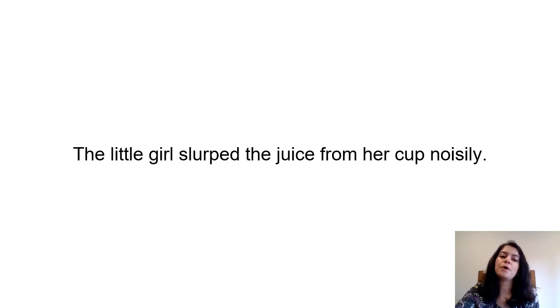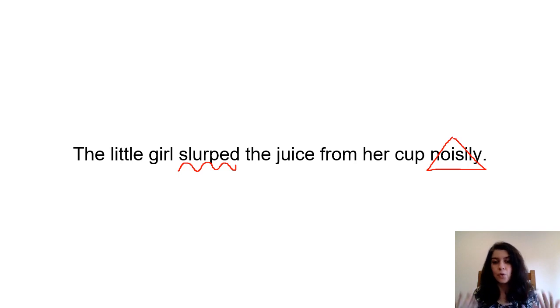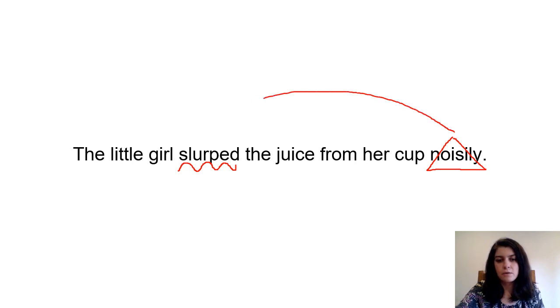Good job. The verb is slurped. So I'm going to wiggle underline it to show that that is the verb. Now we ask ourselves how. How did the little girl slurp the juice? What's my adverb? Go on a hunt. See if you can find it. Good. My adverb is noisily. That means loudly. So she slurped noisily. That's how she slurped. And then I'm going to draw my arrow from noisily all the way over to slurped. This adverb was far away from the verb that it modifies. That's going to happen sometimes. Let's try another example.